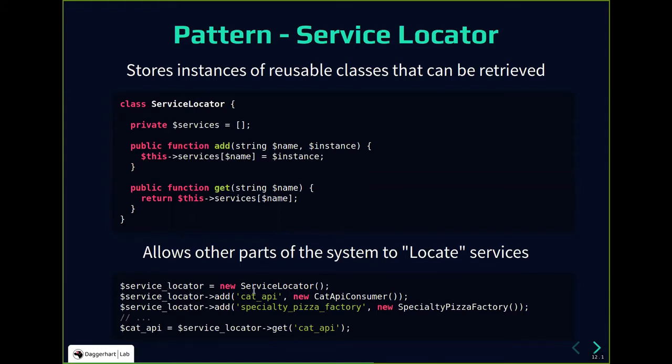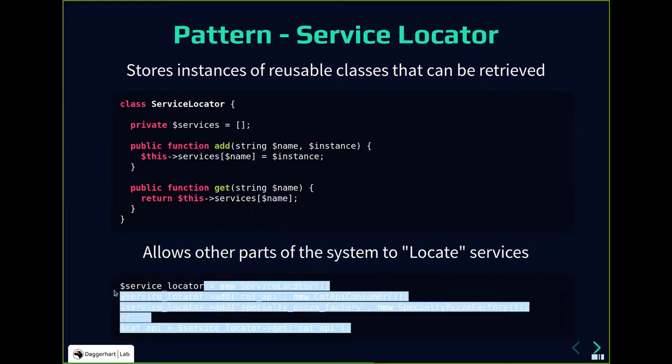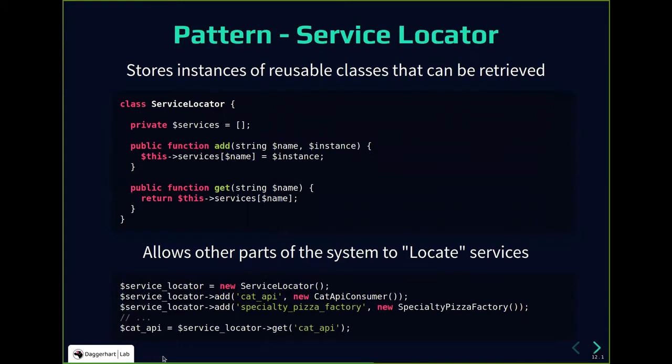Here is an example at the bottom where we have created a new instance of the service locator class, and we're going to add a service to it called the cat API, which is just a new, theoretical instance of our API consumer. And we're going to add the specialty pizza factory to it. And so later on in our system, somewhere much deeper, much further away, in a contributed module or in the theme or something, this service locator exists and it's still available throughout the entire system. And some other part of the system can go to the service locator and say, give me that cat API so that I don't have to make a new one myself.